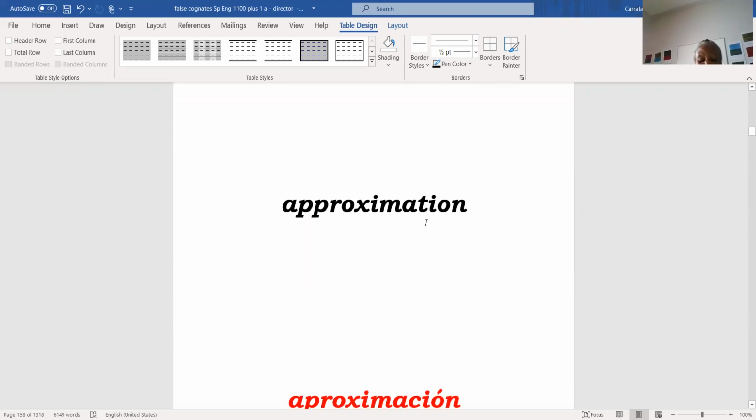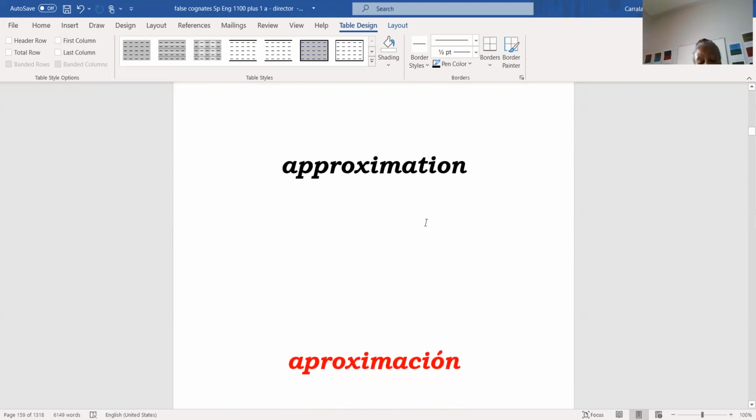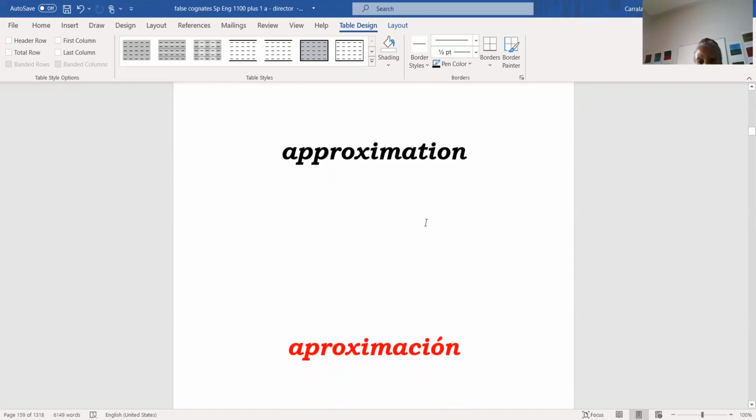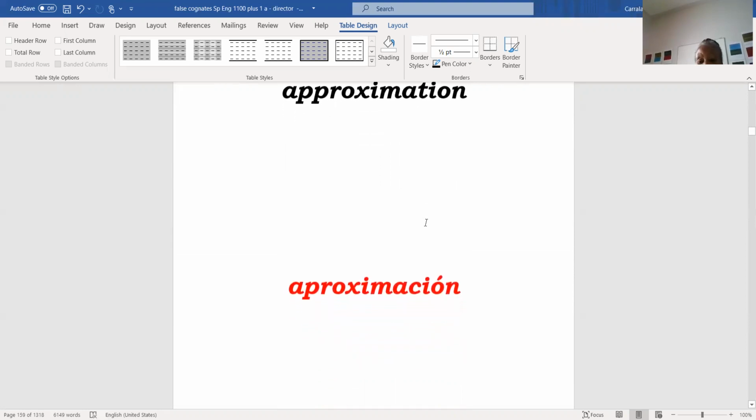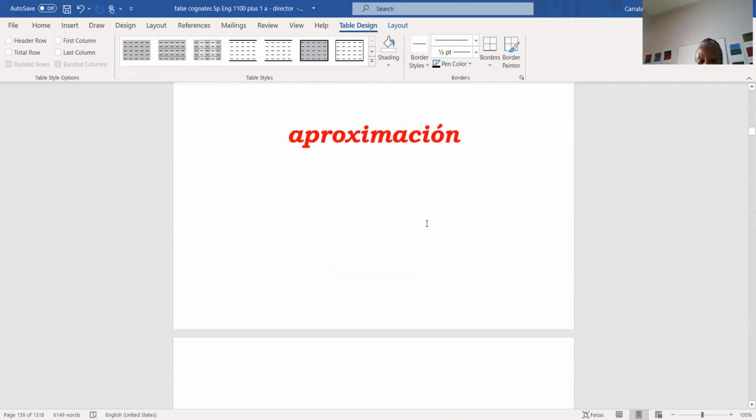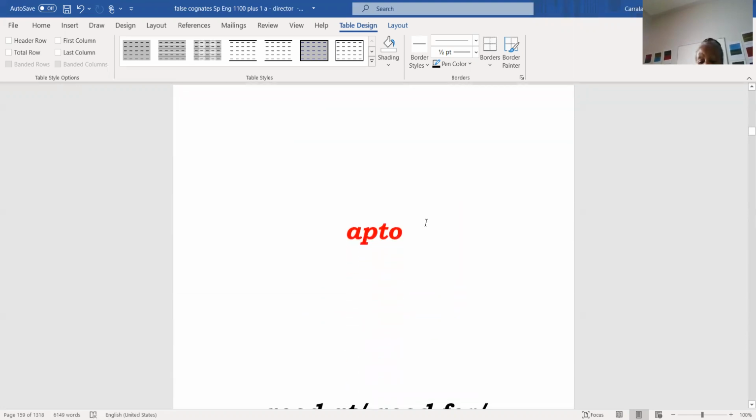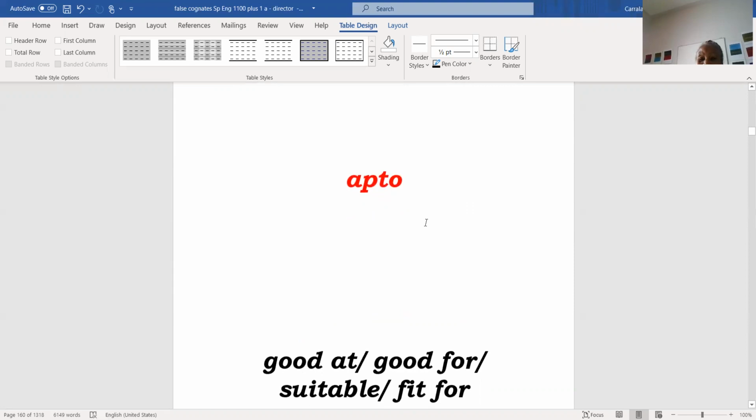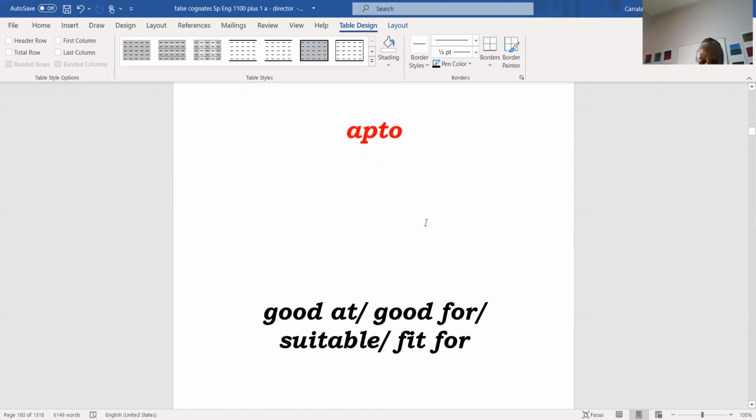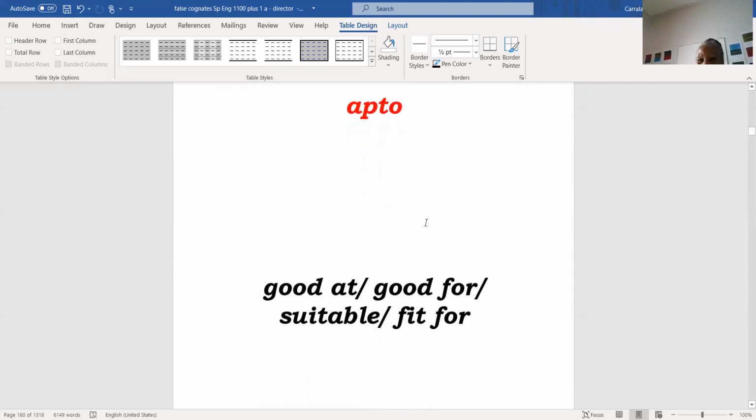And the worst one is not when it's a true cognate versus a false cognate. That's not the worst one. The worst one is when it's semi-true, but in the other language, it has a different meaning.